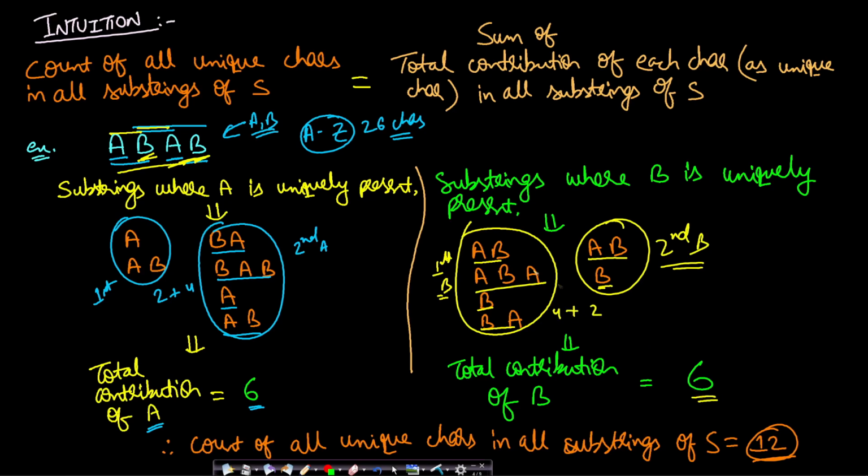Now you do not have any other unique character except for A and B, so you are done processing all the characters in your string. And so the count of all unique characters in all substrings of S will be equal to the contribution from A plus the contribution from B, which equals 12. Okay, I hope you are understanding the intuition, how it is getting solved.